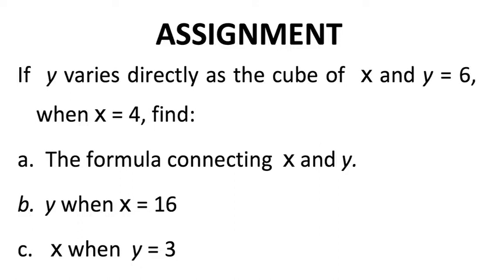The question again. If y varies directly as the cube of x and y equals 6 when x equals 4, find A, the formula connecting x and y. B, find y when x equals 16. C, find x when y equals 3.